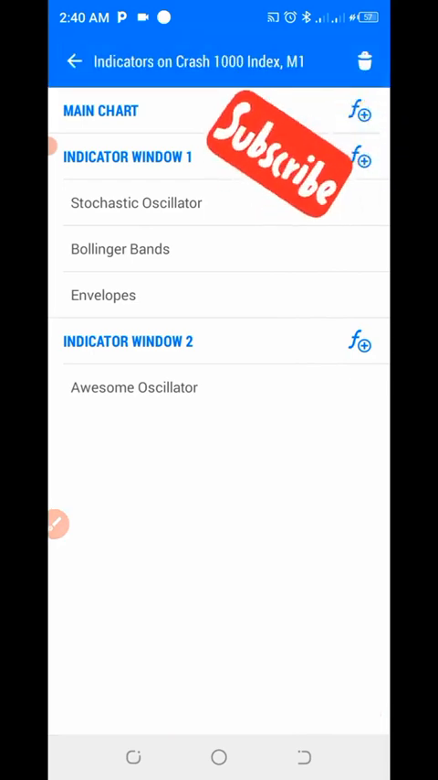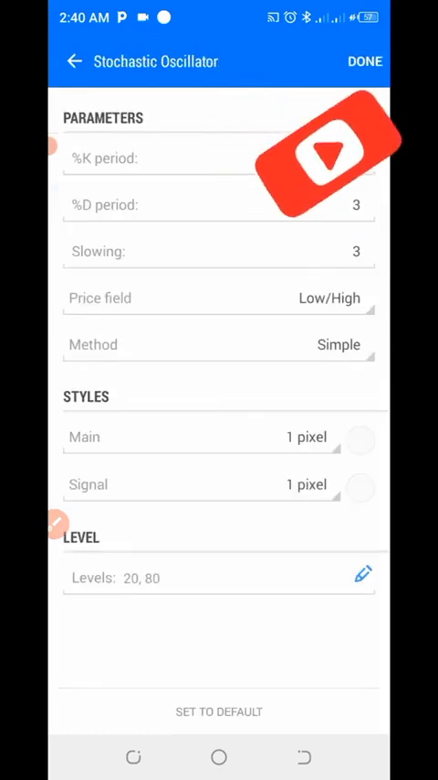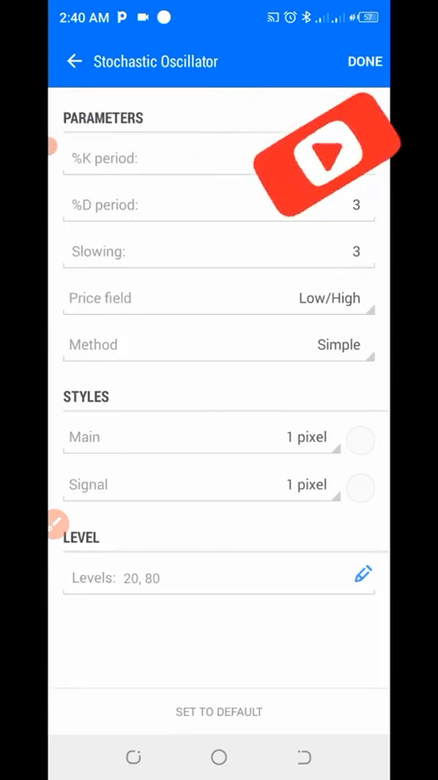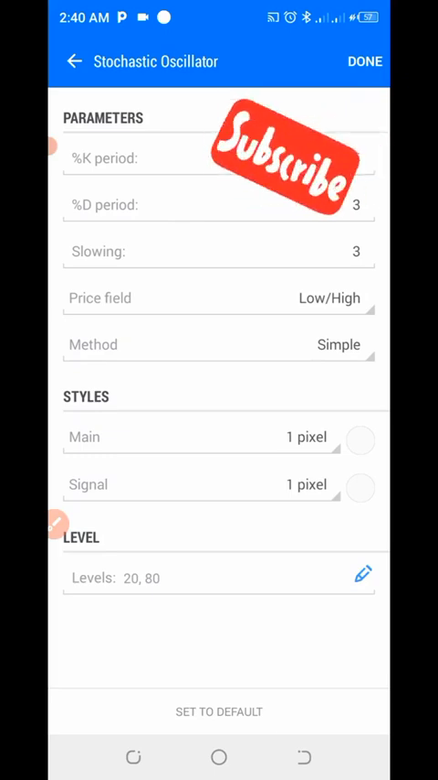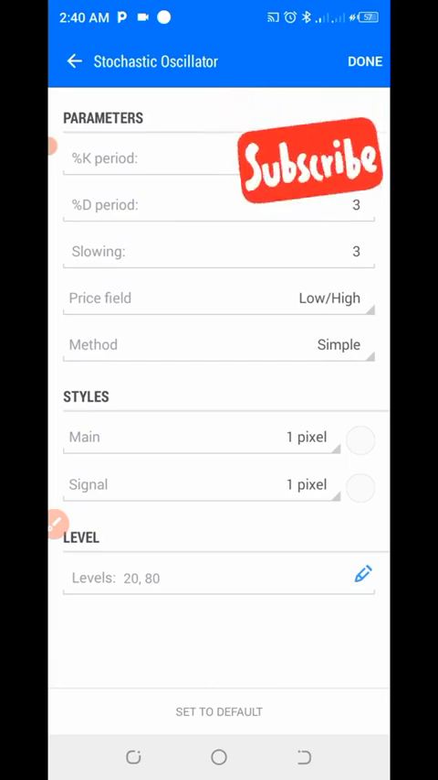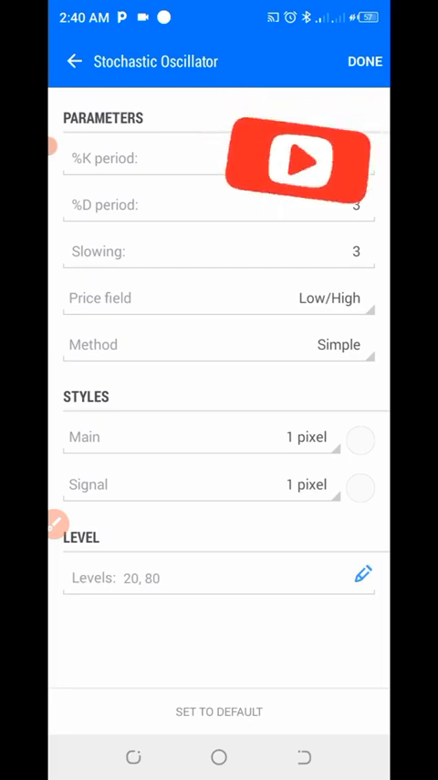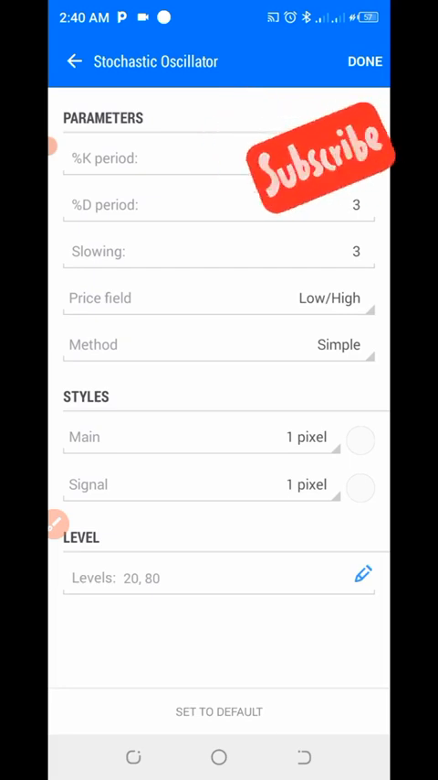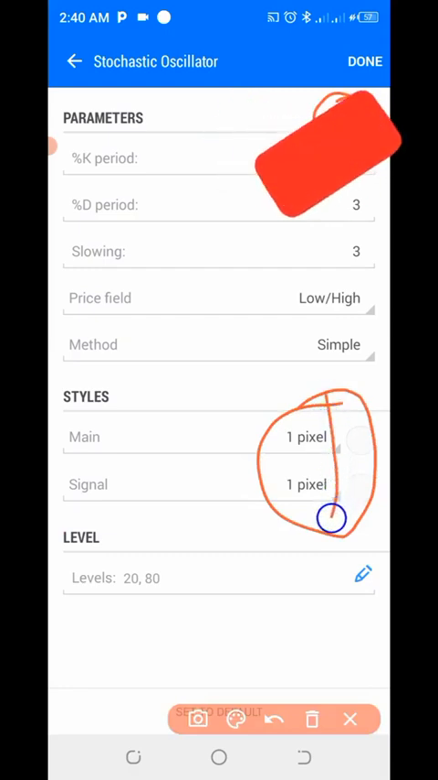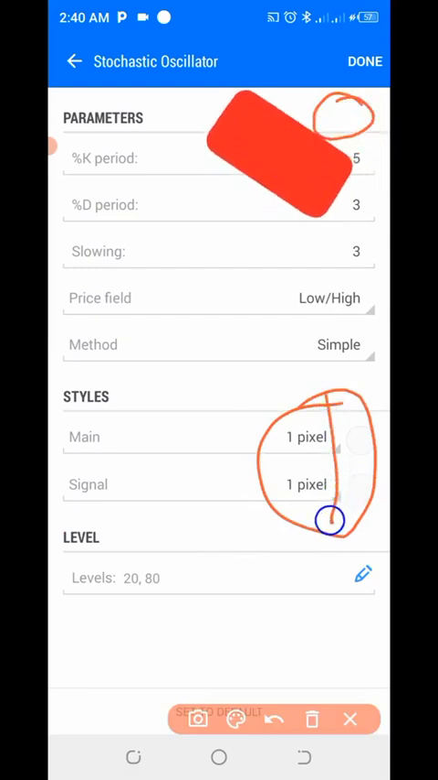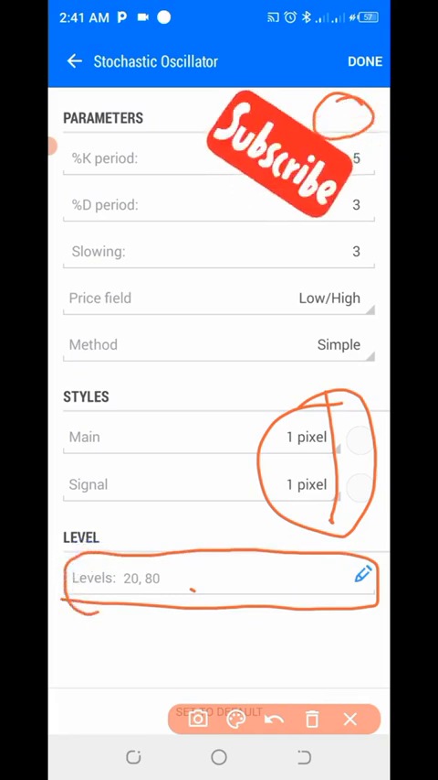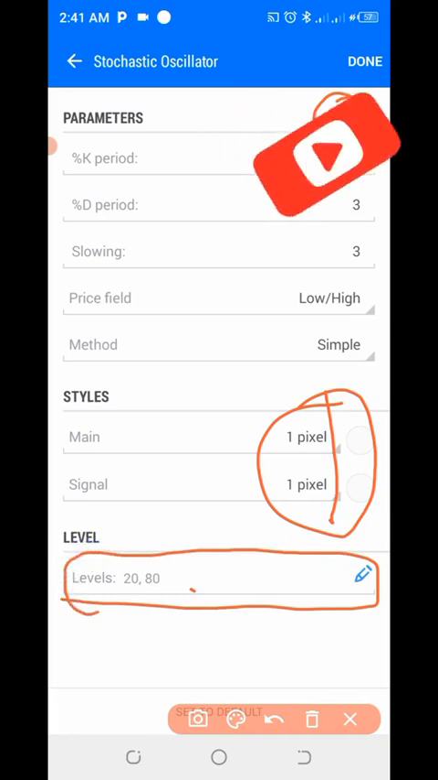Okay. So the first one is going to be our stochastic oscillator. The K period is going to be 5, the D period is going to be 3, slow is going to be 3, price feed is going to be low and high, method is going to be simple, main is going to be 1, and signal line is going to be 1 pixel. Take note, this has to be the color of your background, because we're actually not using the stochastic indicator. We're actually using the levels alone in the stochastic oscillator.